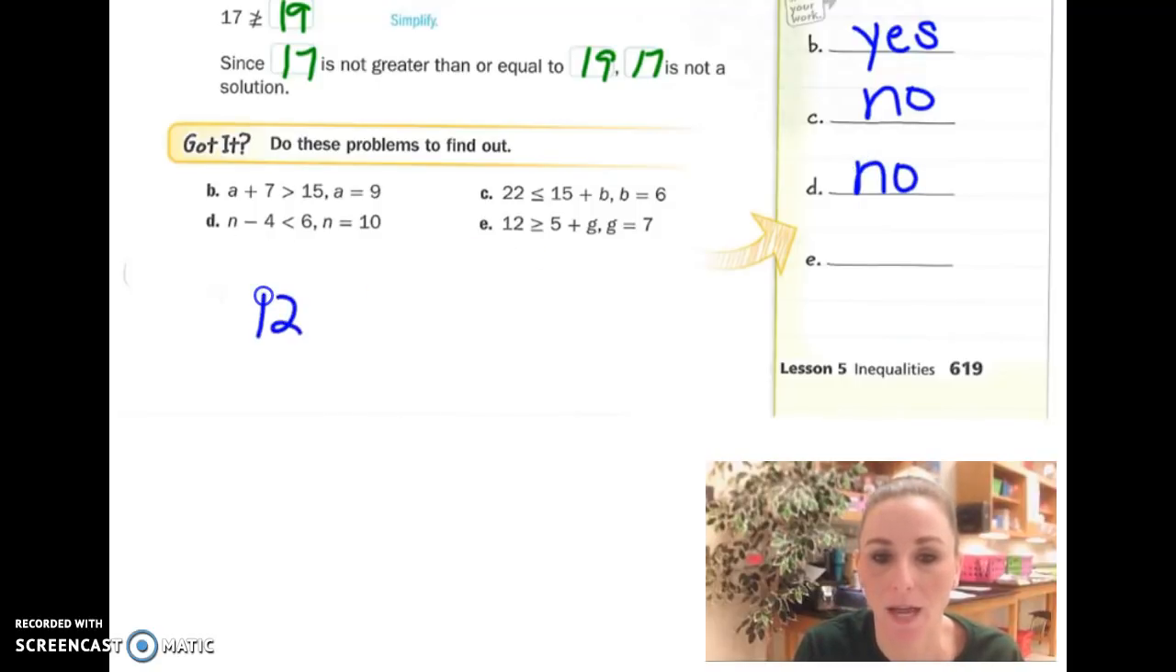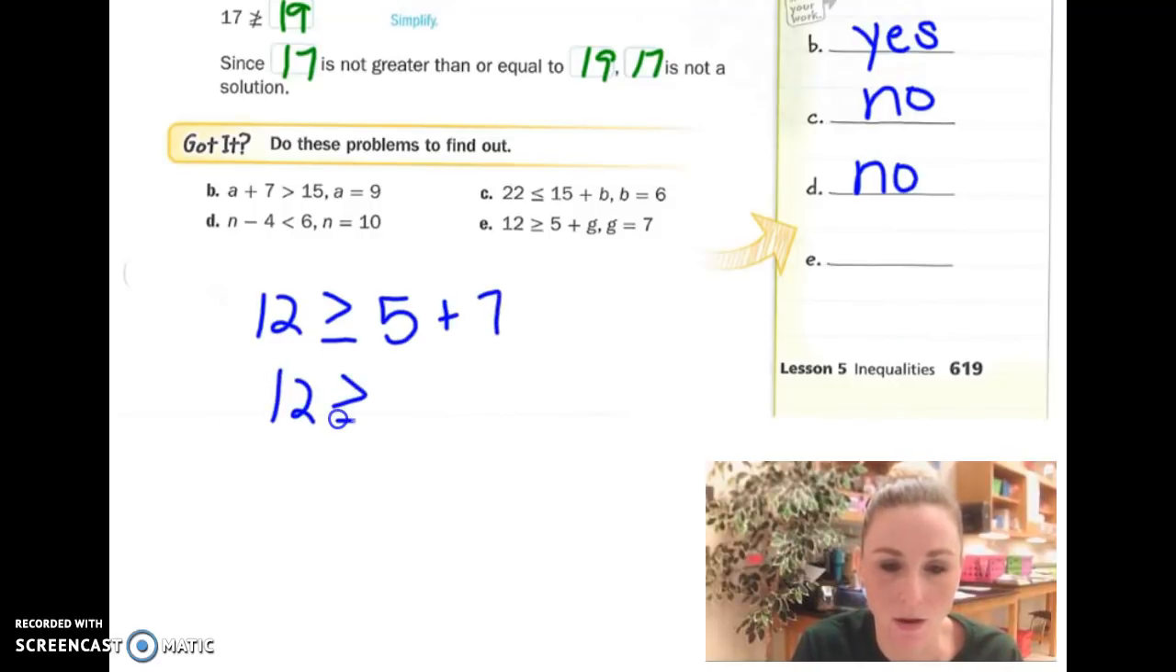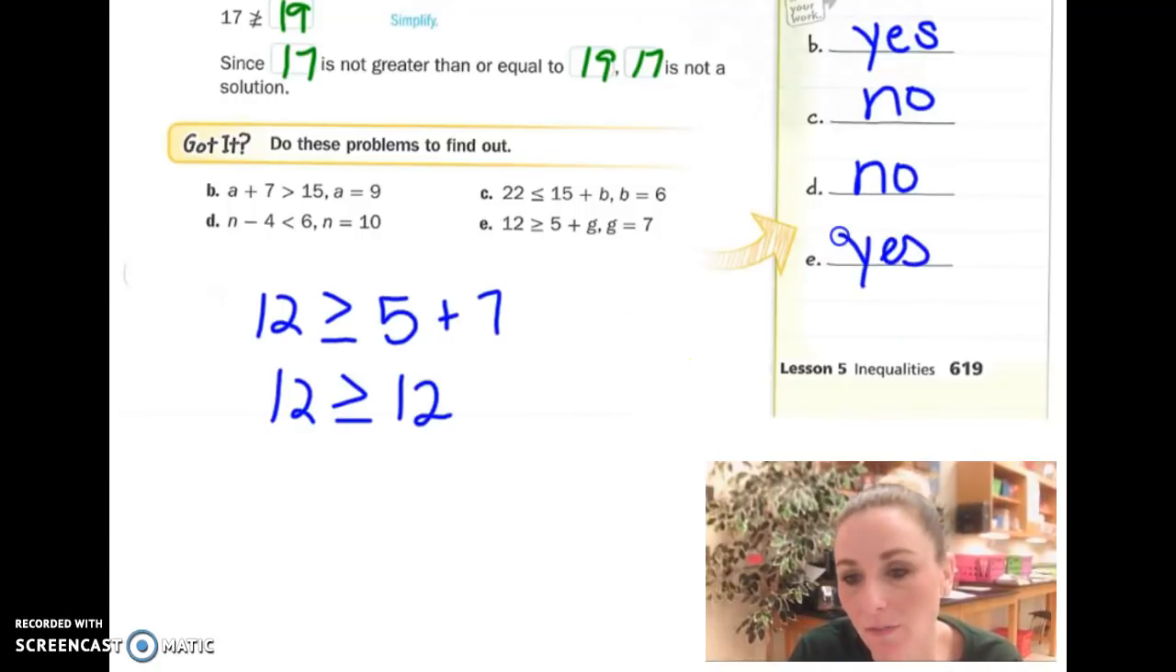And then let's take a look at the next one. 12 is greater than or equal to 5 plus 7. So 12 is greater than or equal to 5 plus 7 is, what is it, everybody? 12. So when you get this, does 12 equal 12? Yes. Even though it has this greater than, once that has the equal to sign as well, it means that it can also be the same answer that you got before.